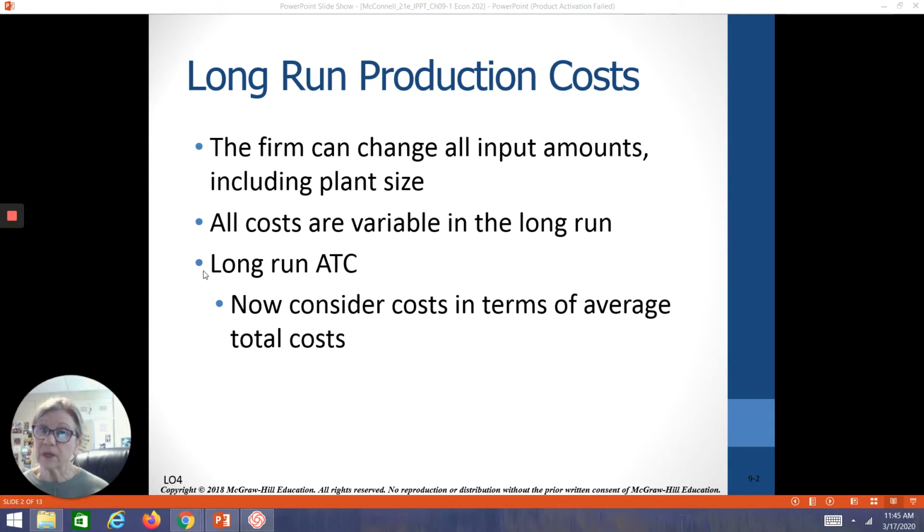It's also a time period where there is time for new firms to come into an industry if it's profitable, and they can leave if it's not profitable. So let's take a look at first at those short run curves.